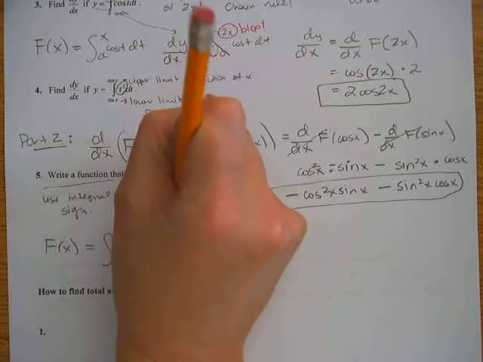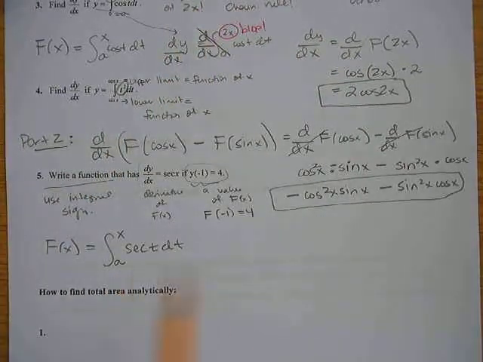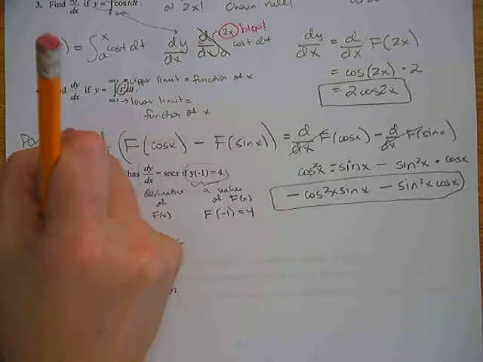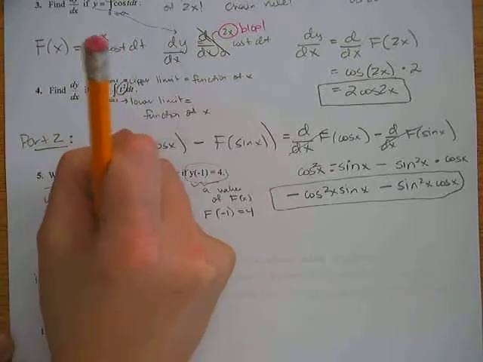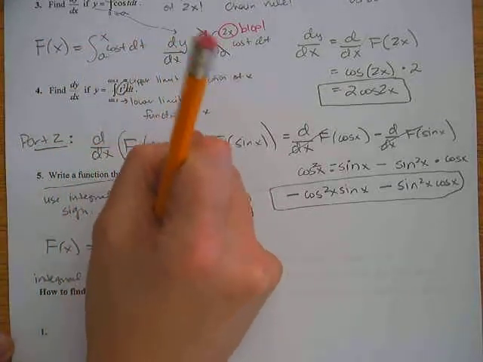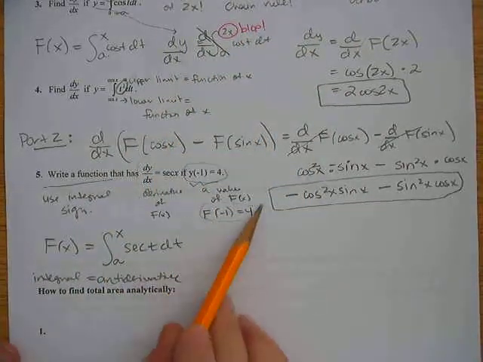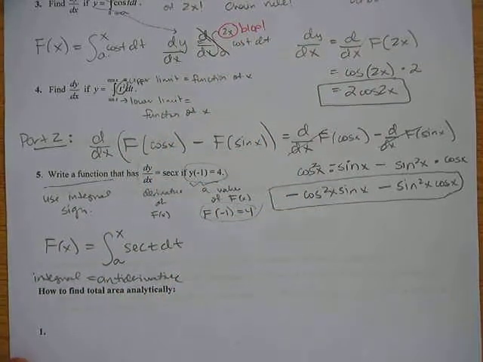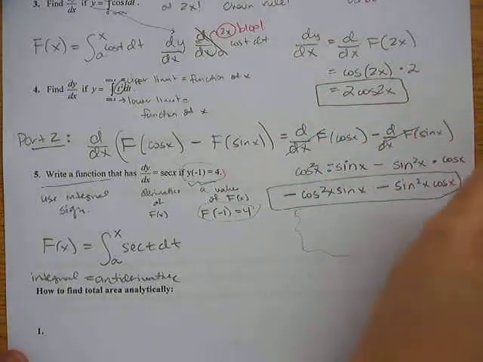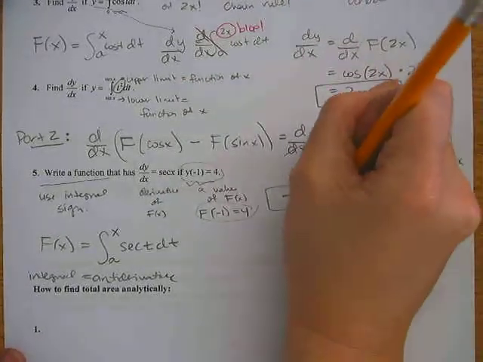So I could say that f of -1 is 4. Well, this is the notation we've been using thus far. The integral from a to x of, and I'll go ahead and use the function secant of t dt, because remember, f is the antiderivative of secant, so we can show that by putting integral. Integral and antiderivative mean the same thing.